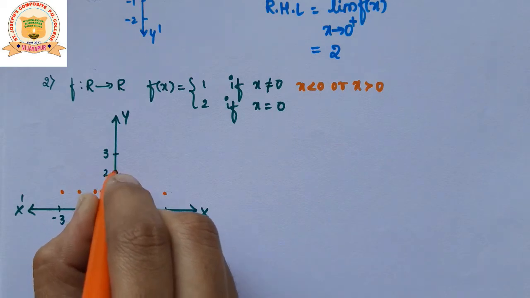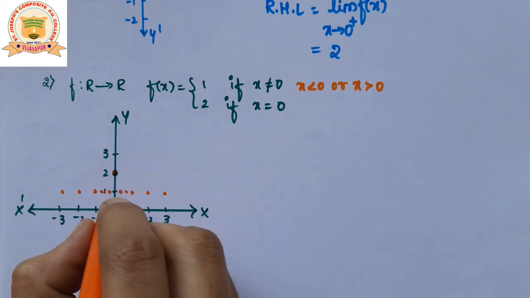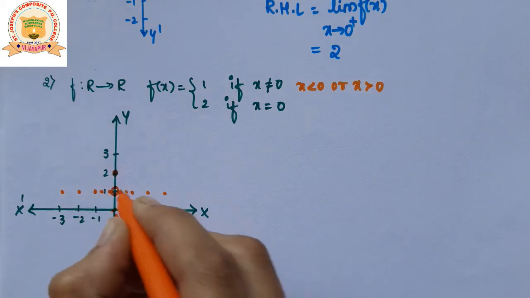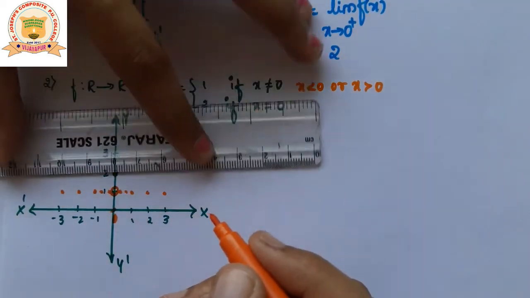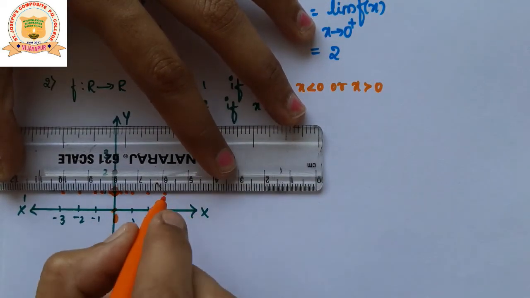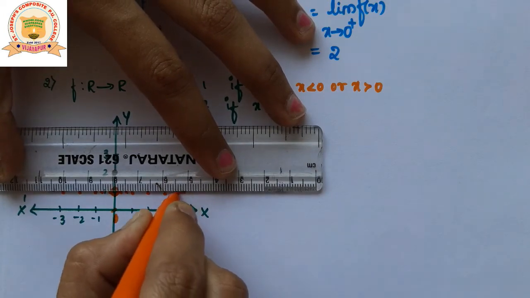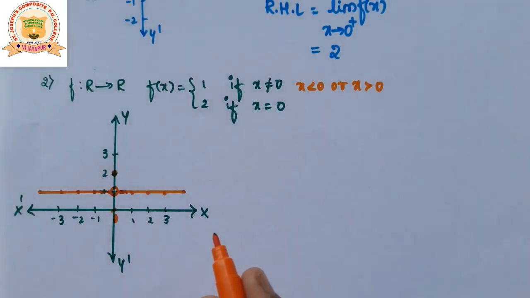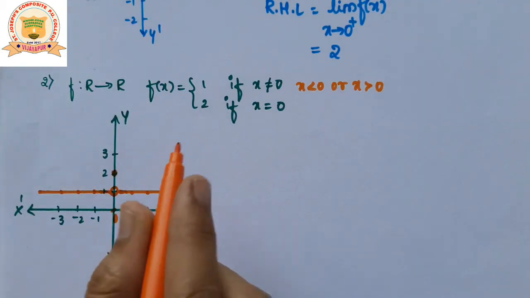Therefore, we will make a solid point at 2. Okay. At x equal to 0, the value of the function is 2 and not equal to 1. Therefore, we will make a hollow hole at 1 and we will draw the graph by joining all these points. We will get like this. Okay. This is a graph of the given function.